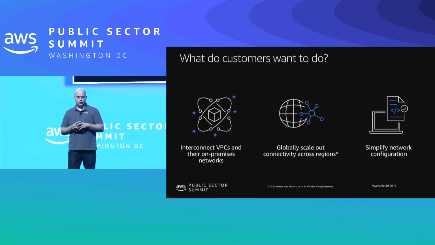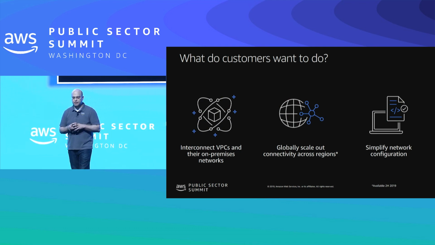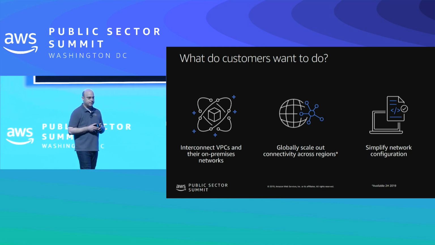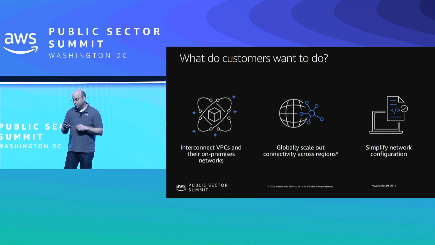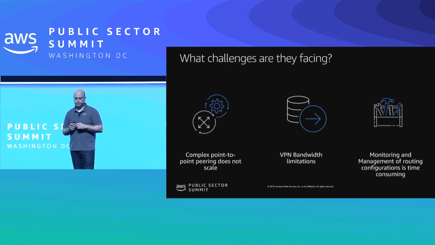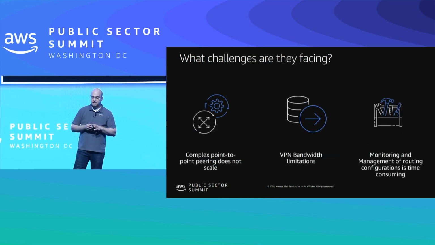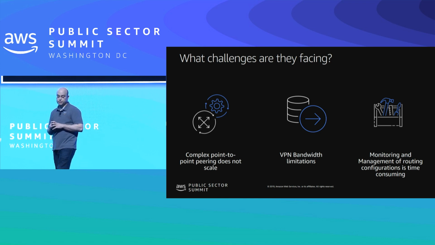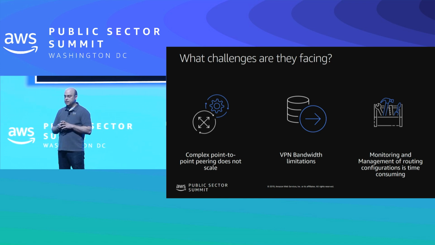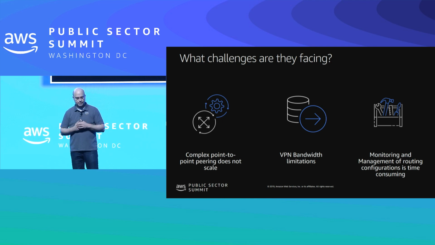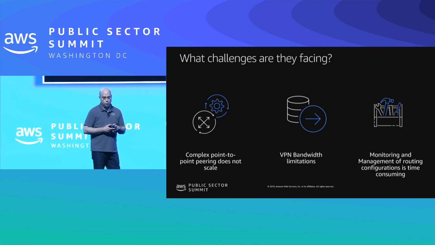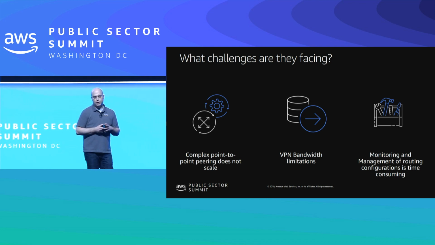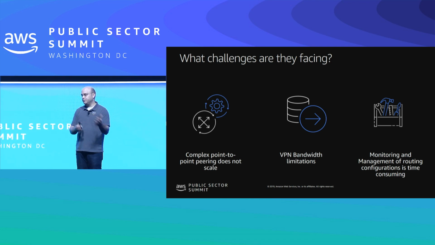Customers tell us they want robust networking capabilities that allow simple, seamless, and global connectivity between their AWS cloud environments and their on-premises environments. But we also heard from customers that they were running into challenges. They wanted an easier way to manage point-to-point connectivity at scale. They wanted more bandwidth for their VPCs, and they wanted a centralized place to manage routing within, into, and out of the AWS cloud.